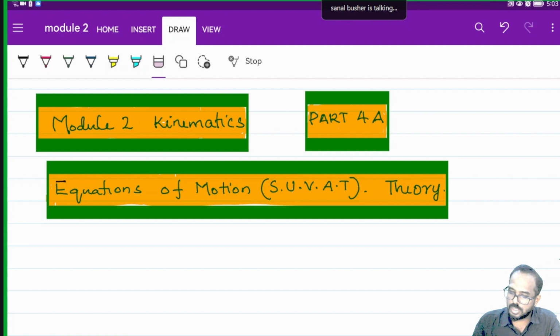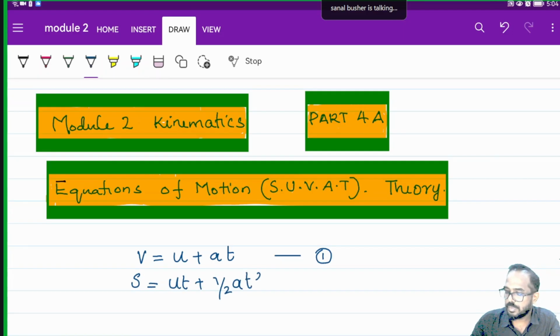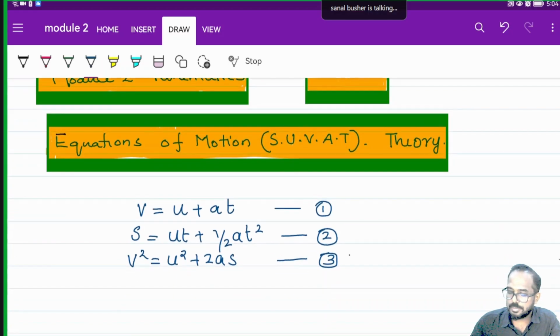First equation, v equals u plus at. Second equation, s is equal to ut plus half at squared. Third equation, v squared is equal to u squared plus 2as. One more equation that you can remember: the average velocity multiplied by time gives you the displacement. The displacement is equal to the average velocity in uniform motion, (v plus u) by 2, multiplied by time.